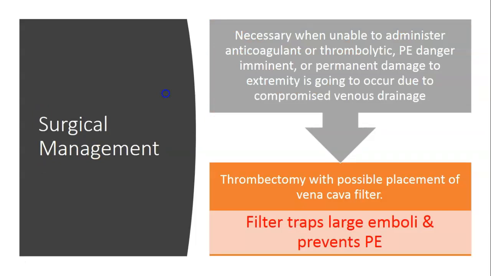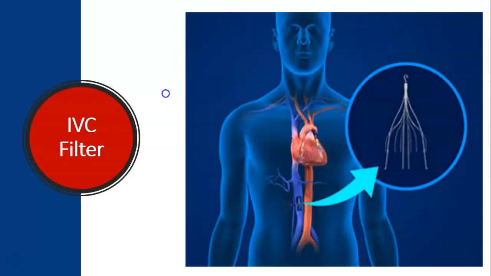Surgical management, necessary when actually unable to give the patient anticoagulants or a thrombolytic. A pulmonary embolism danger is imminent, or permanent damage to an extremity is going to occur because of a compromised venous drainage. A thrombectomy, with possible placement of a vena cava filter. This will actually filter, trap large emboli and help prevent a pulmonary embolism. And this is kind of where they'll put that filter in. One brand is like a Greenfield filter.